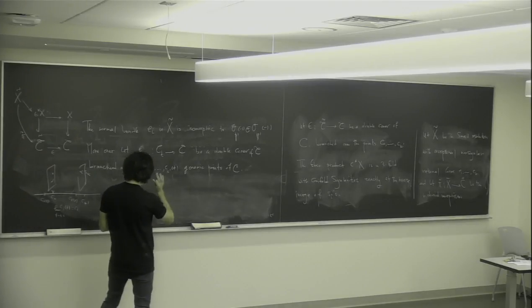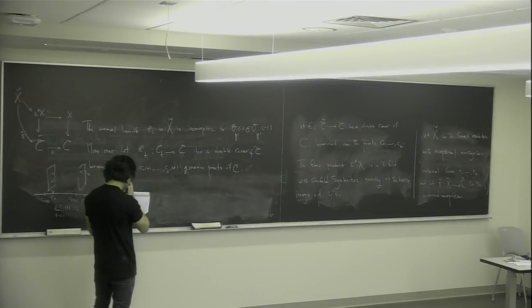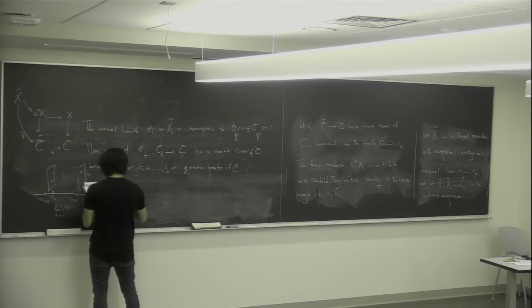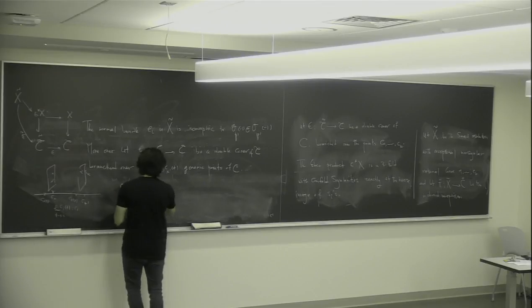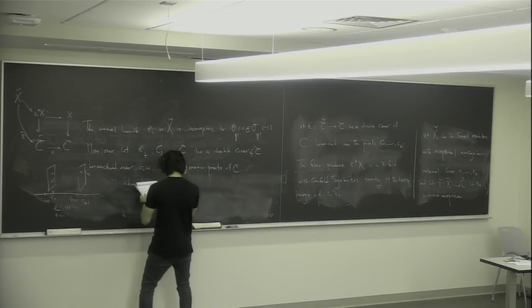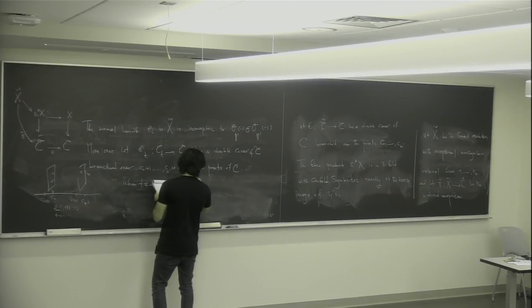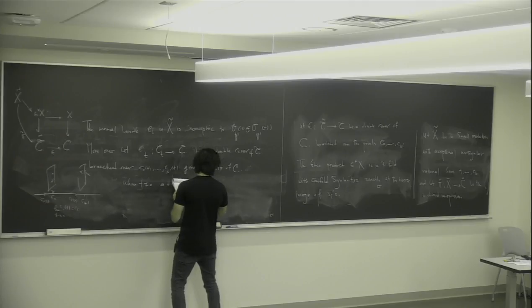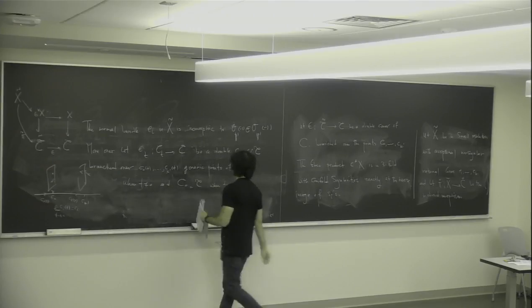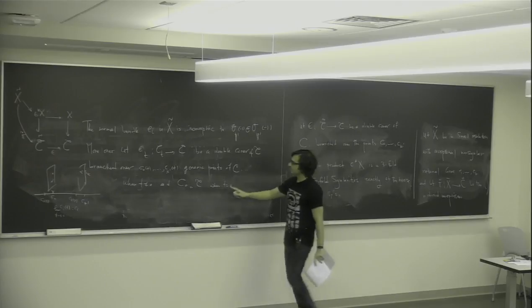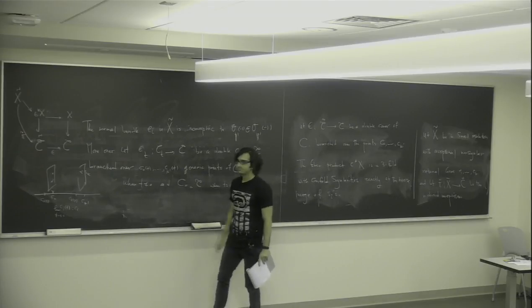So for now, this geometric construction, we have this thing, and generic points of C when t is not equal to 0, and C_0 equal to C when t is equal to 0. Right? So this is about this ramification.